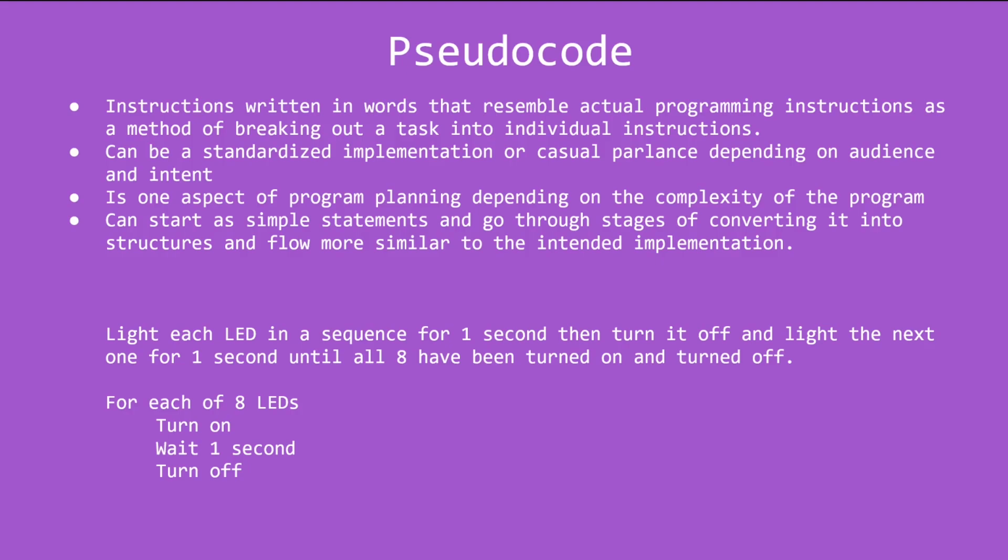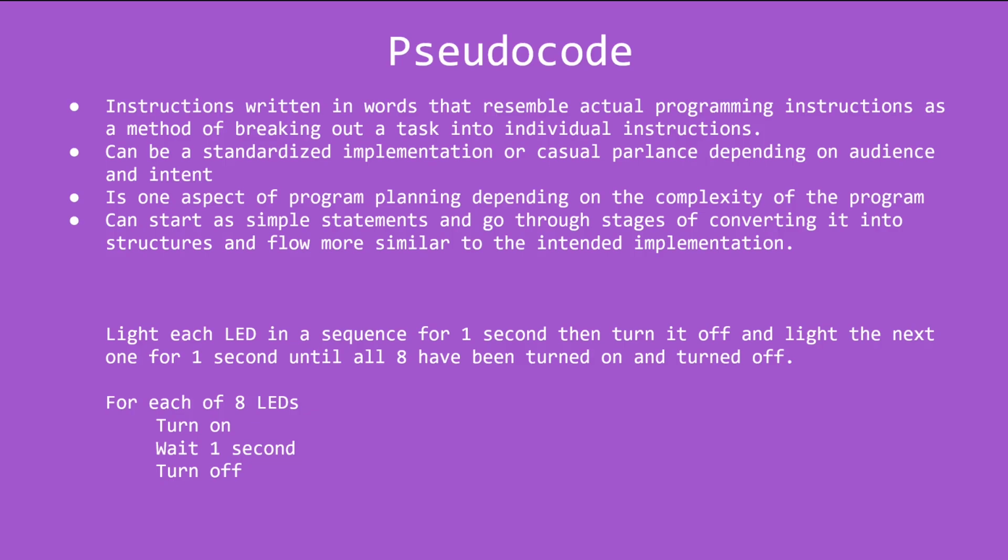Now, we also have something called pseudocode. This is not an actual programming language, but it's an idea of breaking down what you're actually looking to do. In a way, this sort of shares something with the oldest method for assembly. Instructions are written in words, resemble actual programming statements to some extent, and basically break down a task into individual instructions. You can start with just a basic descriptor and then start grinding that down. It can be a standardized implementation. There's actually guidelines for good pseudocode, or you can use casual parlance, depending on your audience and your intent.